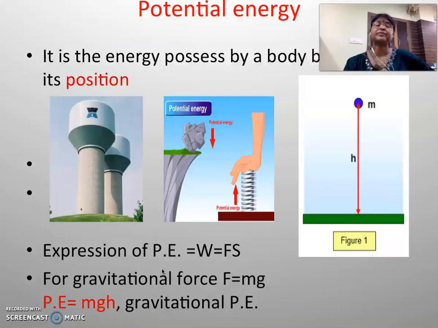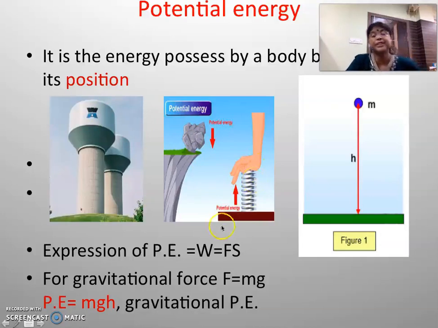Now let me consider potential energy. Potential energy is the energy possessed by a body by virtue of its position with respect to the earth. Just consider this is earth and the body of mass m is raised to a height h. So it has some potential energy here. As other examples, consider a water reservoir, with the water raised here. So this water has some potential energy at this reservoir. The same follows for this rock, which has some potential energy at some height, and this is a spring being compressed by someone, so it has some elastic potential energy.